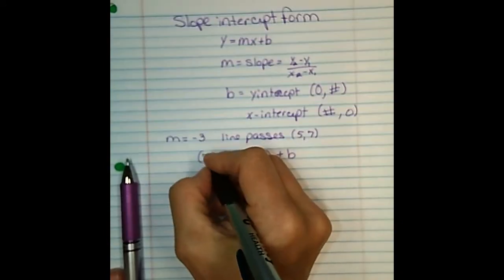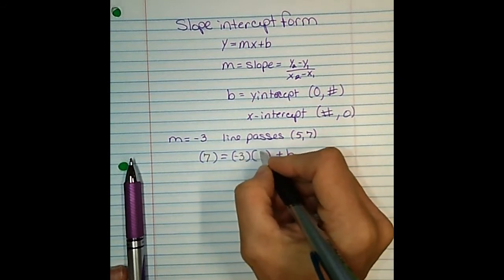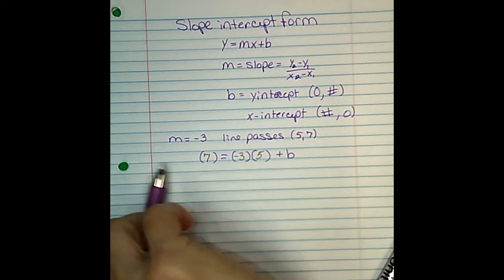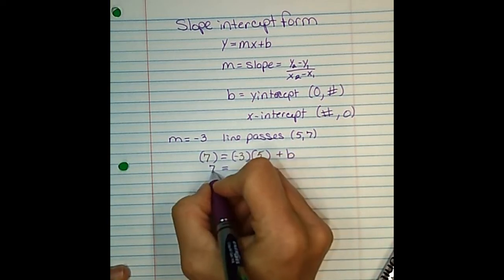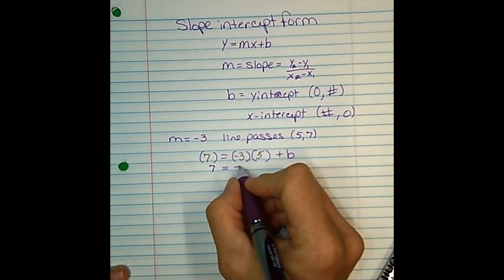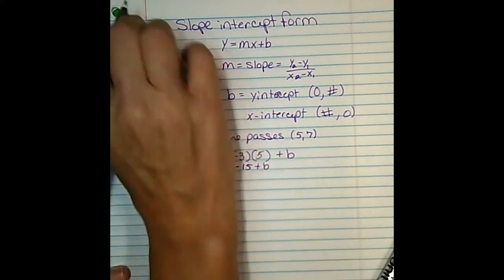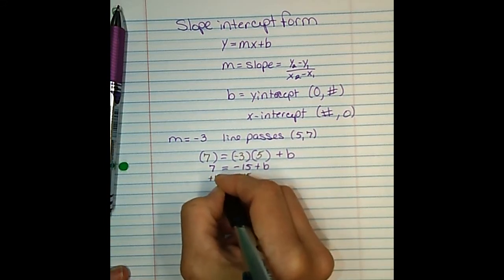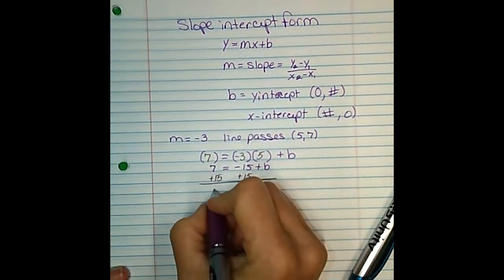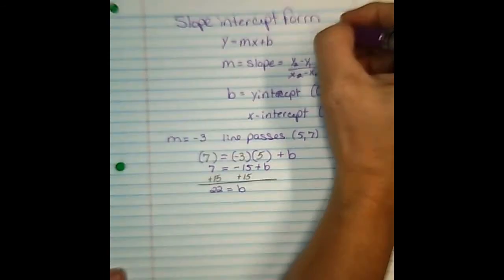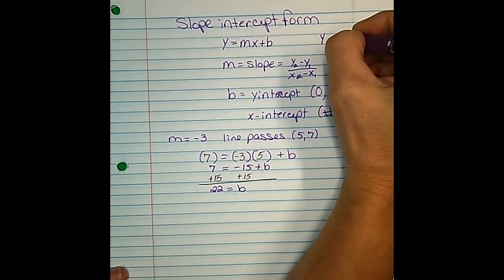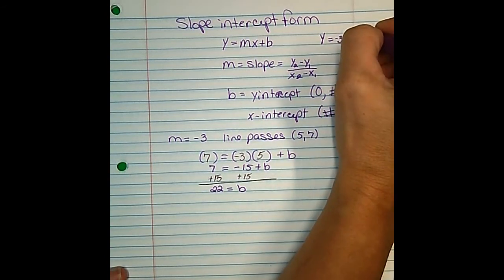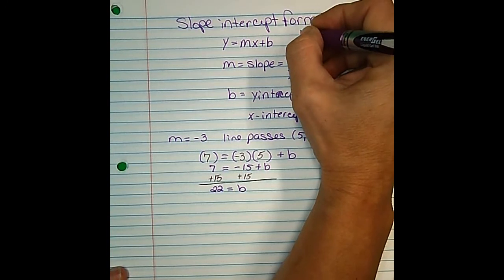We got 7 for y, -3 for m, and 5 for x. Let's solve. Bring down the 7, -3 times 5 is -15, plus b. Let's add 15 to both sides because we're solving for b. Now I have 22 is equal to b. So I can write this: I know what my m is, it's -3, and my b is +22. So this is my answer if I'm writing it in slope-intercept form.